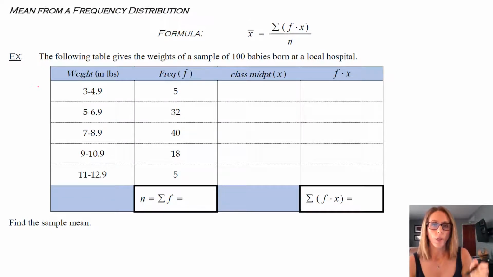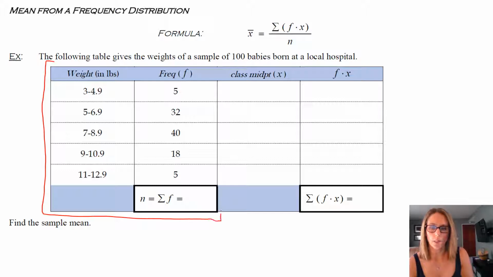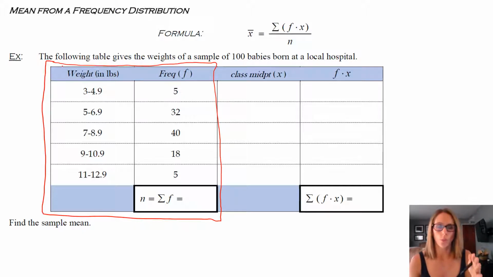So we have here a frequency distribution that gives the weight of a sample of 100 babies born at a local hospital. Understand that just this part here is the frequency distribution. There's a couple extra columns just to help us, but they're not really needed unless you find that it's helpful. In this frequency distribution, you have the weight of the babies and then how many of the babies weighed those weights in that range, that class.